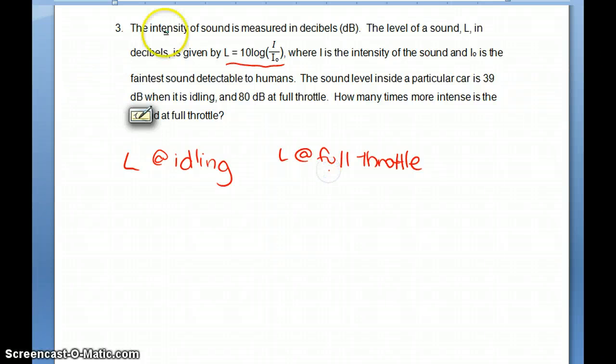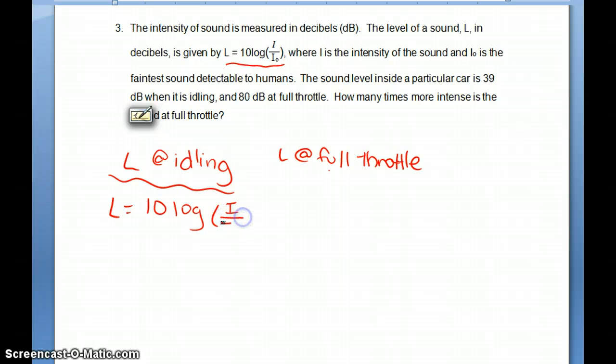So in idle, we're going to be using our logarithmic form here. So we have L is equal to 10 log of I divided by I naught. Here in this question, we are given that L, when it's idling, is 39. And we're not really given anything else, so we just have to rewrite it as it is. We have 39 is equal to 10 log of I divided by I naught.